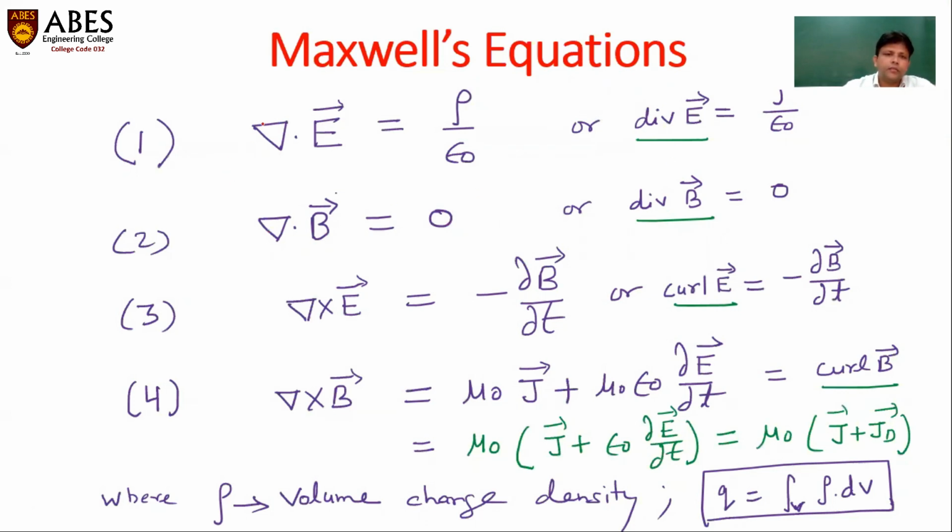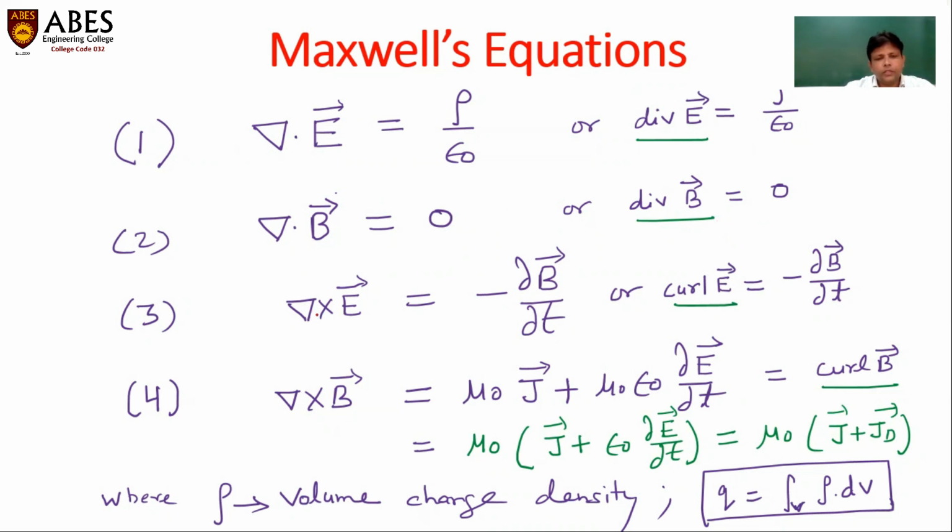This del is a differential operator, having the value i del over del x, j del over del y, and k del over del z. So this quantity mathematically is known as the divergence of electric field, equal to rho upon epsilon naught, where rho is the charge density, volume charge density I should say. This one is known as the Gauss law in electrostatics. The second equation is the divergence of magnetic field is equal to 0. This one is known as the Gauss law in magnetostatics.